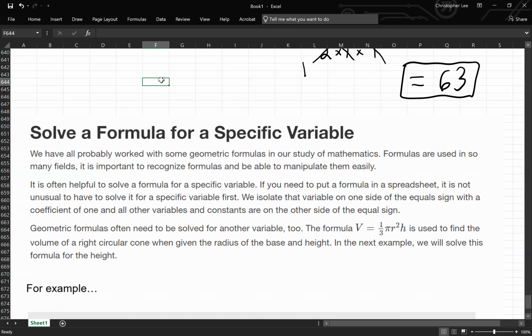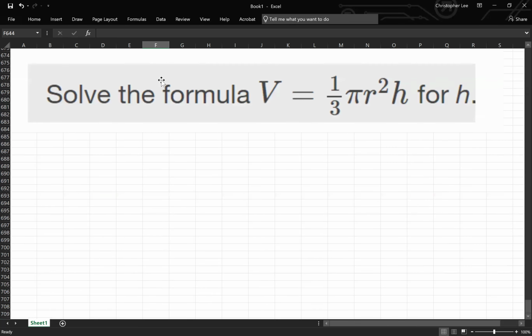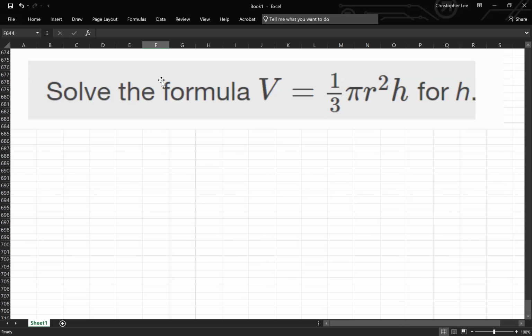The formula V equals 1/3 pi r squared h is used to find the volume of a right circular cone when given the radius of the base and the height. In the next example, we're going to solve formulas for the height. So for example, we have this formula right here. This is our volume formula, right? Don't worry about that, y'all. See that in calculus. But anyway, right?